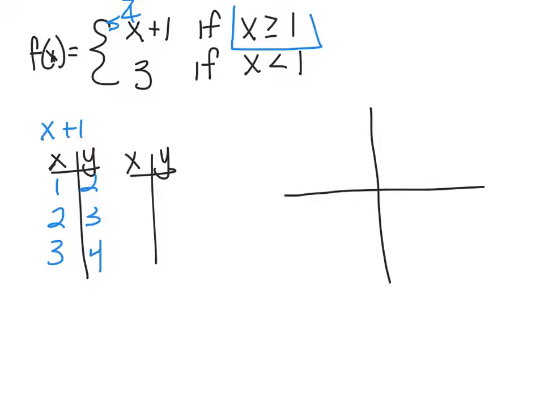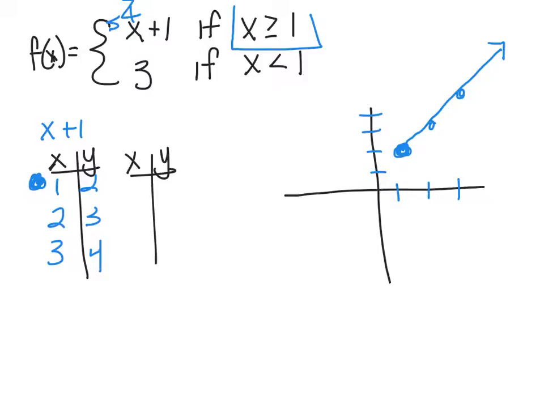So then I'm going to go ahead and plot those points. At (1, 2), I'm going to have a closed dot because it's greater than or equal to. A lot of times when I have the equal to, I'll use a closed dot here. Then (2, 3), (3, 4), and hopefully you can see the pattern. So there's one piece of my function.